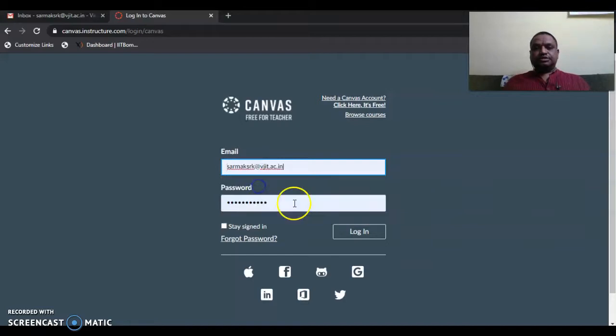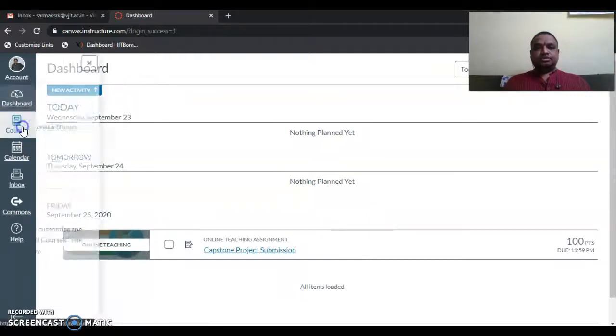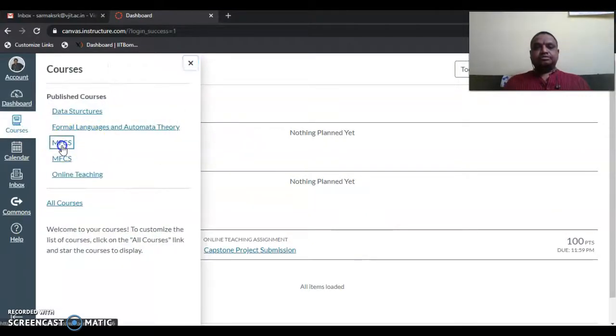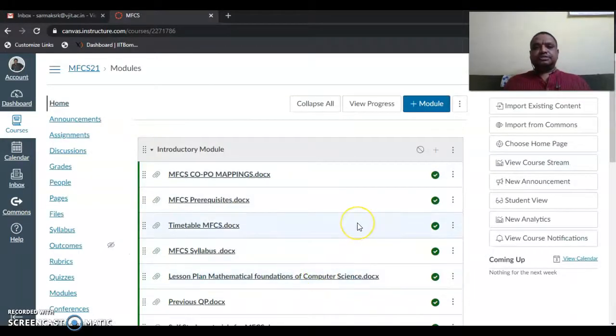So initially, the first thing is you will be going to log into the Canvas. Then coming to the courses, I'm handling the MCS course, that is Mathematical Foundations for Computer Science students in the semester. That is in the second year first semester.